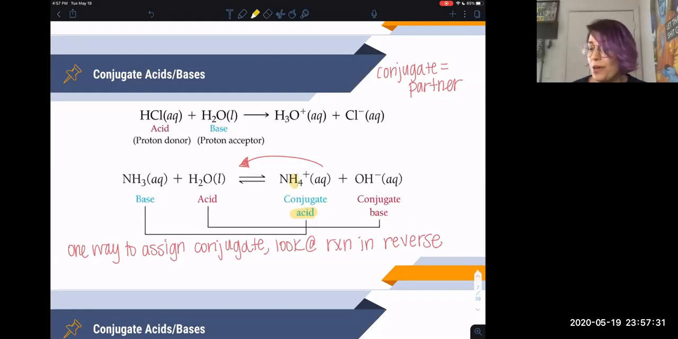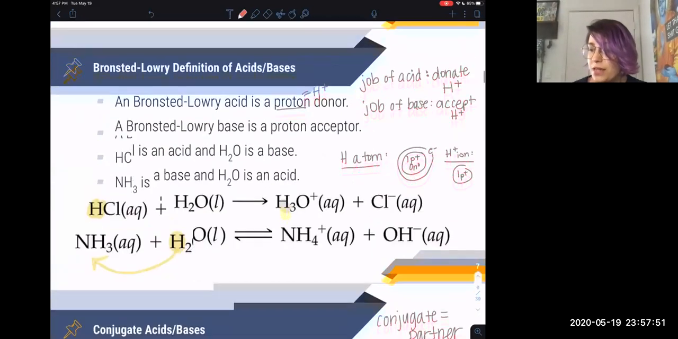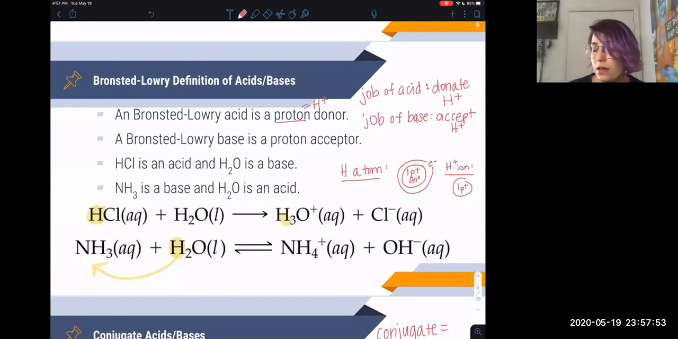But we can't call ammonium the acid because it's a product. It's on the right side. If it's on the right side, we call it a conjugate acid. That's one trick. So if you have a reaction, just look at your reaction in reverse and do the same thing you would do in the forward direction to identify your acid and your base. And again, we're identifying acids and bases based on their jobs. So look at who is donating H and who is accepting H. That's your big thing, so focus in on that. If you can remember that, you can get all of this other stuff.